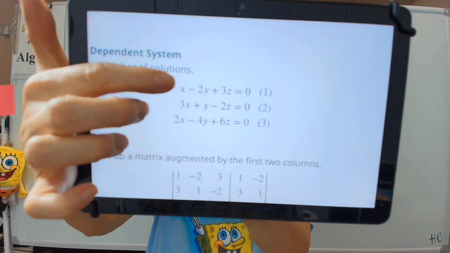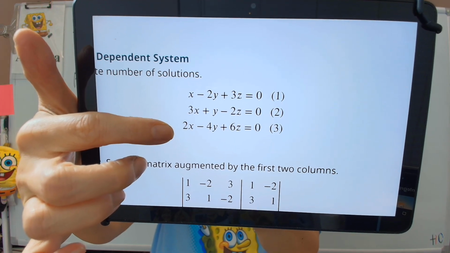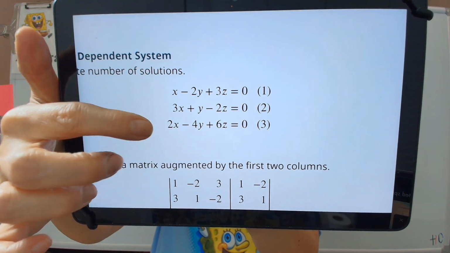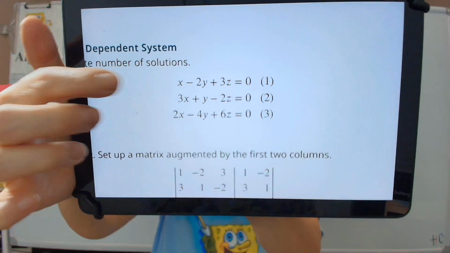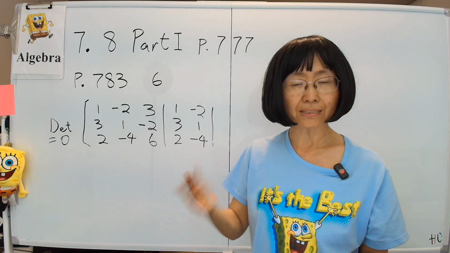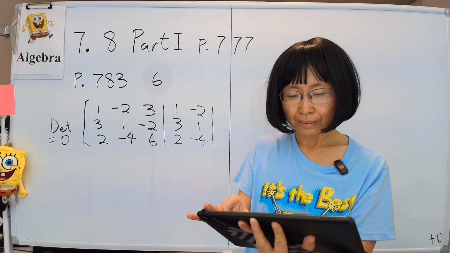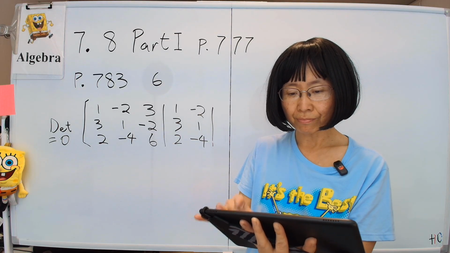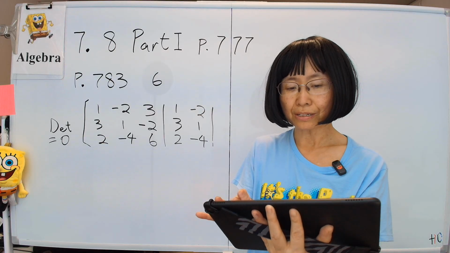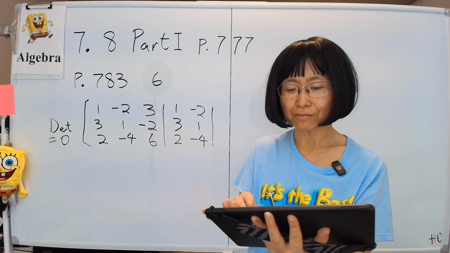You notice that equation 1 has coefficients of 1, minus 2, and 3. Equation 2, the coefficients are 2, minus 4, and 6. Basically, equation 1 and equation 3 are the same thing, right? You just multiply that by 2, is all. So there is not enough information for a unique solution, so the answer is there are an infinite number of solutions. The book suggests that we multiply equation 1 by minus 2 and then add it to equation 3.